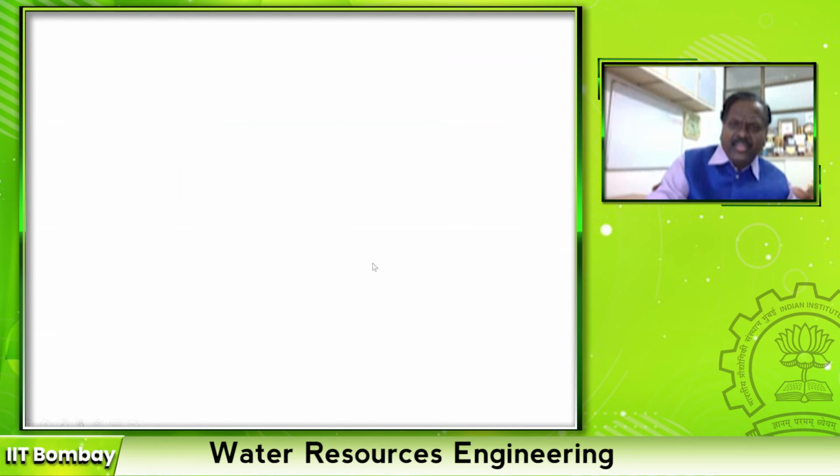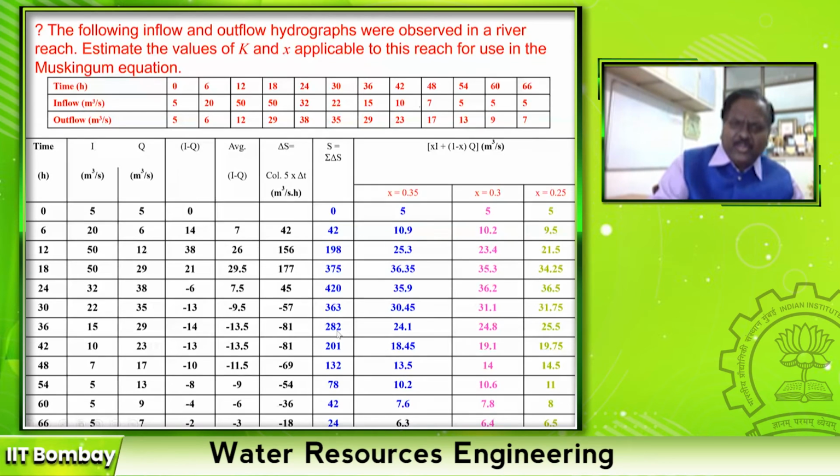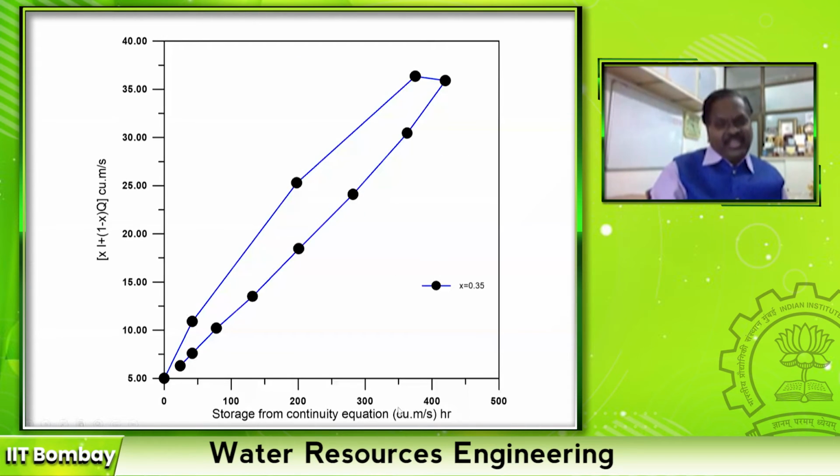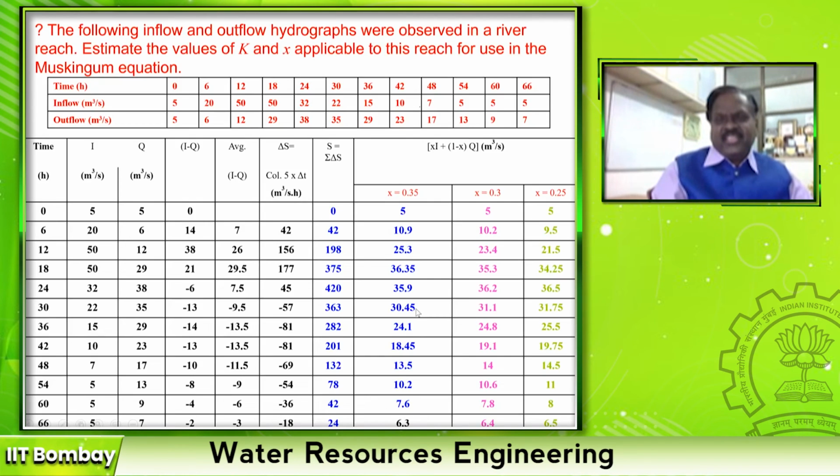Now I am plotting the relationship between the accumulated storage estimated using mass balance, the storage from the continuity equation, and the accumulated storage due to Muskingum. Now what happened? It is slowly increasing, but while returning after peak flow, it is making a loop. That means my x value is wrong. So what do I do? I change the x to 0.3 and re-estimate. That means 5 into 0.3 plus 0.7 into 5, that is 5, or 20 into 0.3 plus 6 into 0.7.